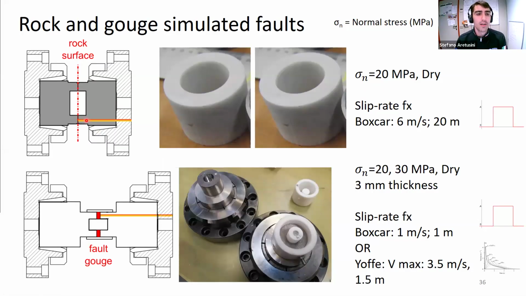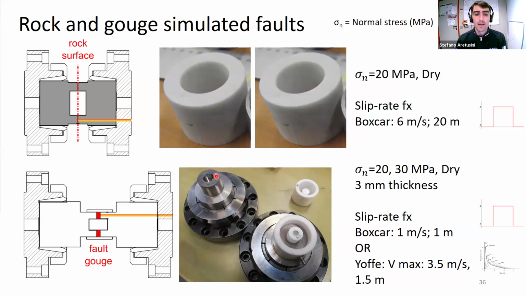During this experiment, we managed to sample temperature from the shearing surface. This is a cross section for the rock type experiments. These two lines represent two optical fibers that went directly into the sample surface here. This is the contact surface between the two twin samples. In the case of rocks, we ran experiments at 20 MPa under dry conditions with a boxcar slip rate function, which has this kind of shape.